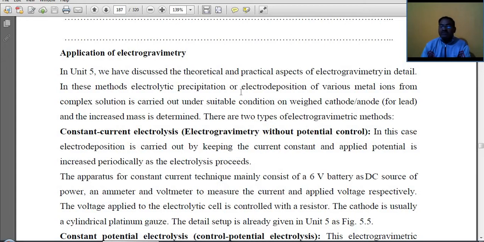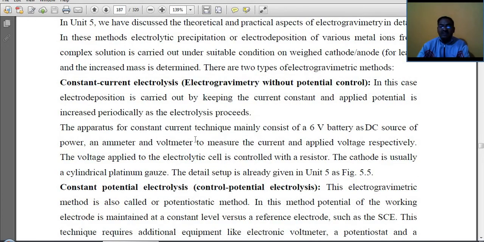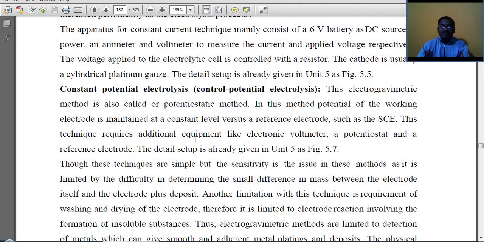There are two types of electrogravimetric methods. One is what? Constant current electrolysis, simply electrogravimetry without potential control. In this case, electrodeposition is carried out by keeping the current constant, and the applied potential is increased periodically as the electrolysis proceeds. The constant potential electrolysis, simply what is it called?